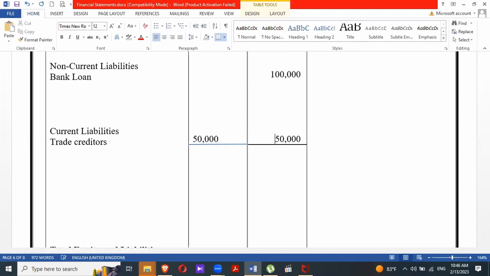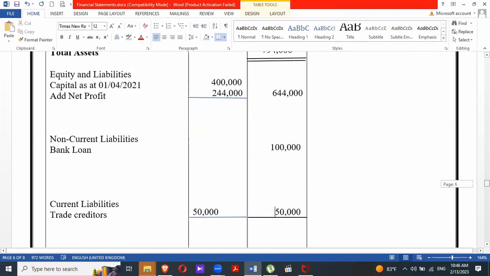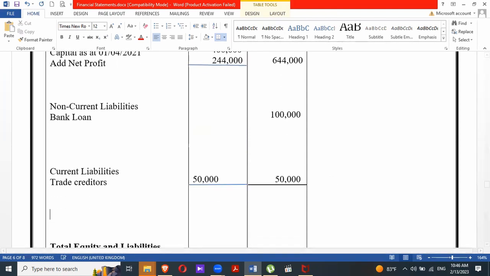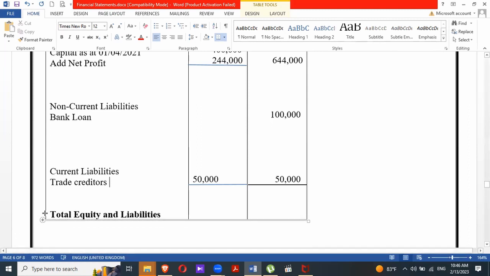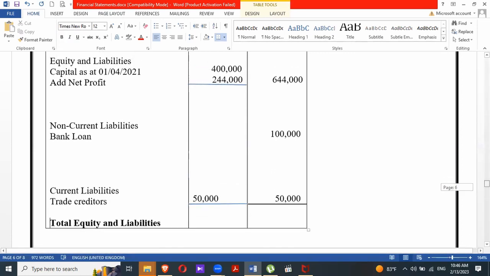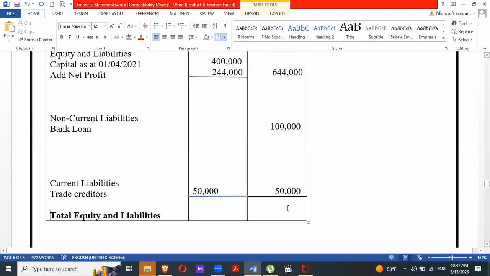Altogether, there are 3 values. Now you can take the total. There are 3 values, 644,000, 100,000 and 50,000. Altogether, we call that value as total equity and liability. Right? Total equity and liability. $644,000, $744,000, $794,000. Same value will come.